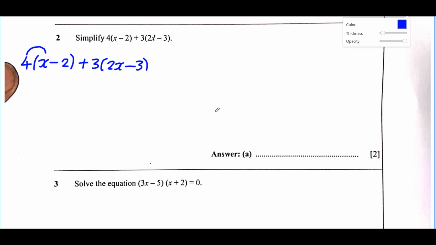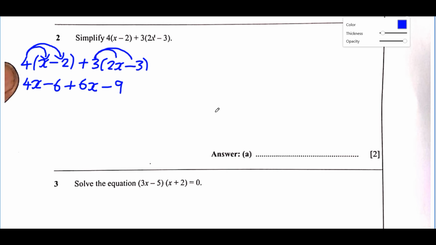So 4 multiplied by x gives us 4x. Then positive 4 times negative 2 gives us negative 8. So we are done with the first bracket. We move on to the second one. Positive 3 times 2x will give us 6x. Then positive 3 times negative 3 will give us negative 9.